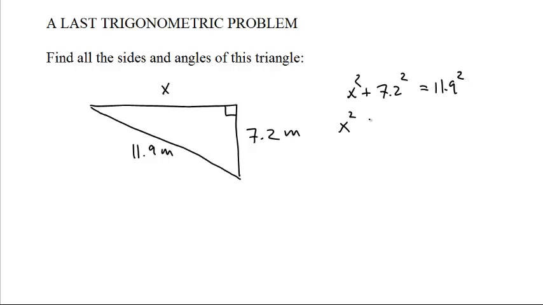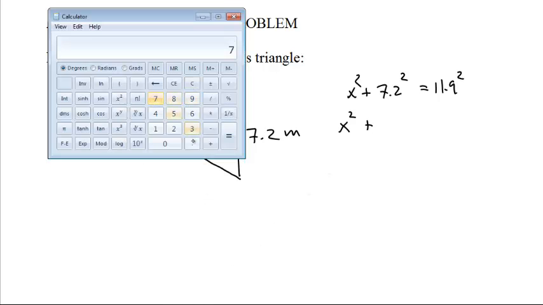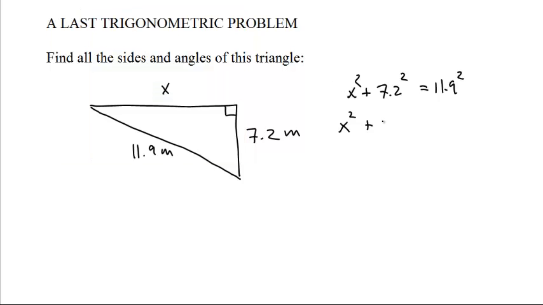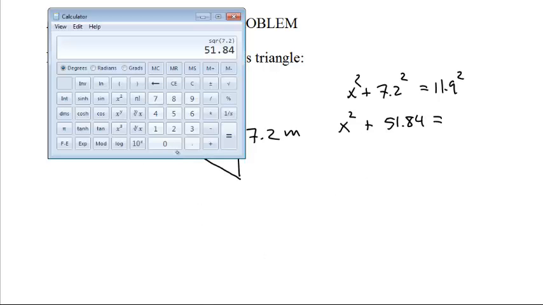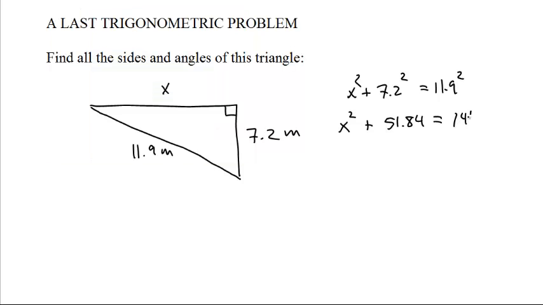So let's see, x squared plus 7.2 squared is 51.84. 51.84 will be 11.9 squared, 141.61. 141.61. We subtract 51.84 from both sides.